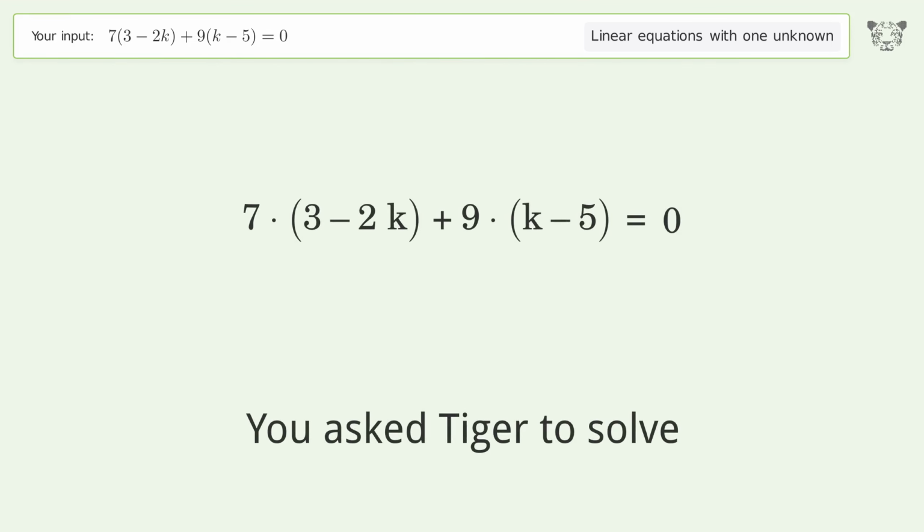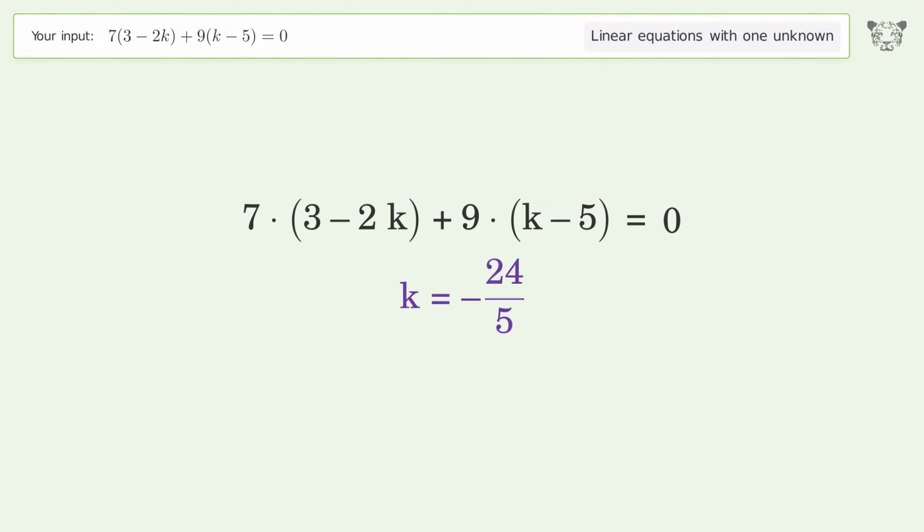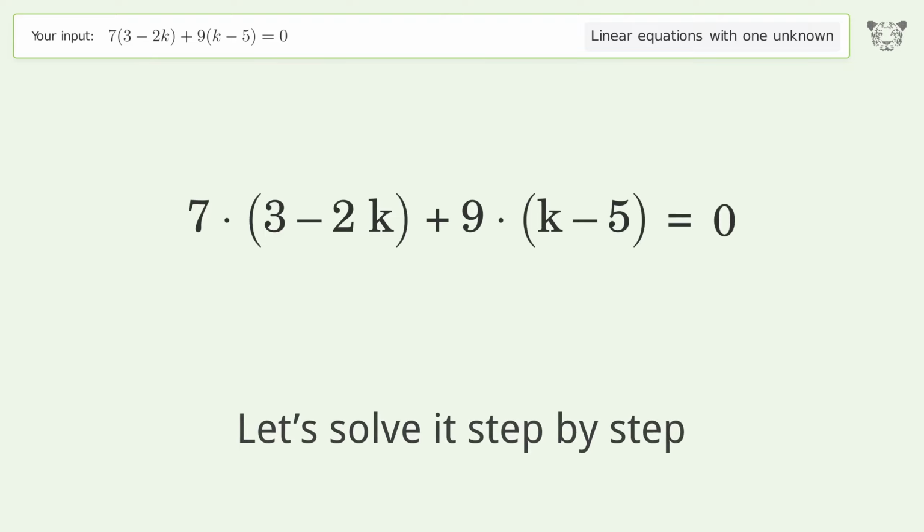You ask Tiger to solve. This deals with linear equations with one unknown. The final result is k equals -24/5. Let's solve it step by step.